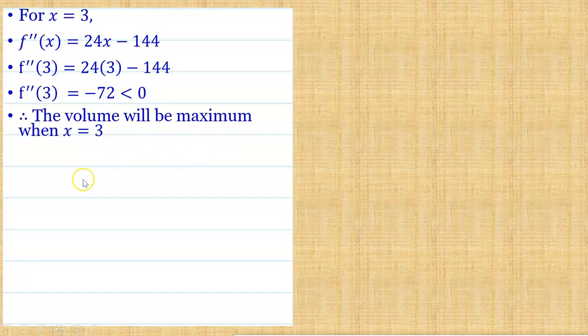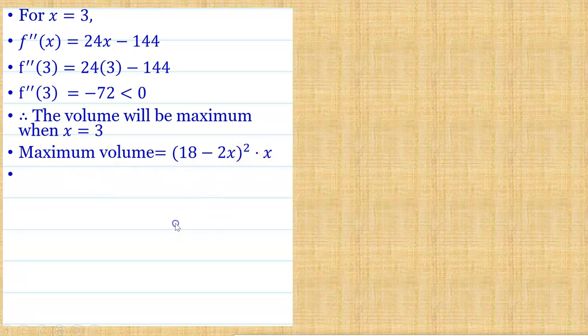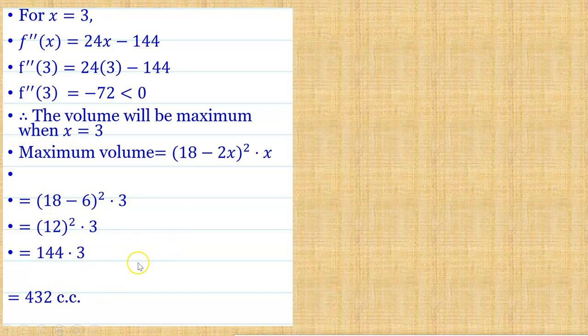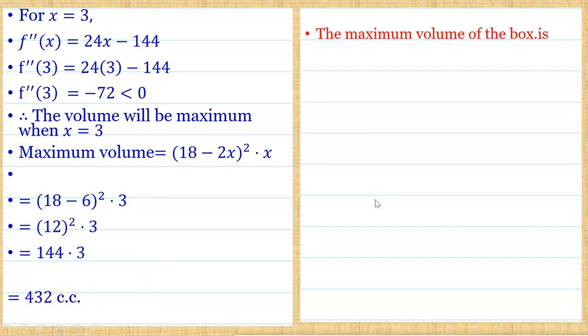Therefore the volume will be maximum when x is equal to 3, and what will the maximum volume be? That is (18 minus 2x) bracket square into x. We have already written this formula, and substitute x is equal to 3, that is 3 into 2, 6, (18 minus 6) bracket square into 3, and here you will get 12 square into 3, 144 into 3, that is 432 cubic centimeter, and therefore the volume of the box is 432 cubic centimeter.